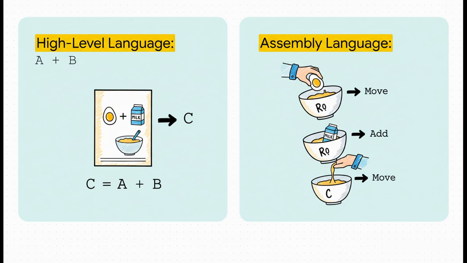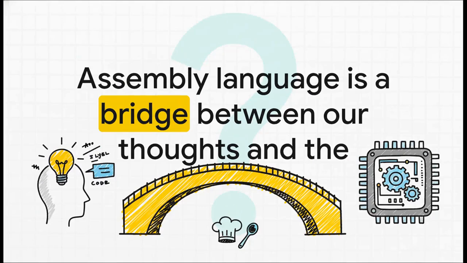First, you have to move ingredient A into a temporary mixing bowl, which we call a register, R0. Then you add ingredient B into that same bowl. And finally, you move the result from the mixing bowl, R0, into the final serving dish, C. See that? One of our ideas becomes multiple, tiny, precise steps for the machine. Exactly. You've got it. Assembly language is that perfect translator, that bridge that connects our world of complex ideas to the processor's world of simple, one-step-at-a-time actions.